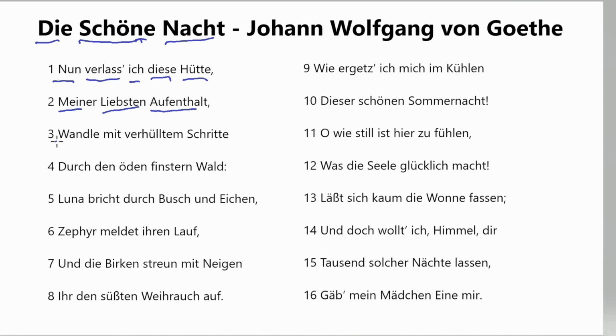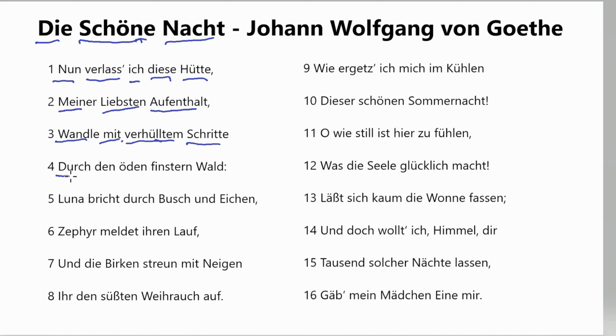The third line: wandle. Wandle is like strolling, walking. Mit is with. Verhülltem, I looked it up on Translate and it says veiled, V-E-I-L-E-D, or what makes more sense would be covered, like muffled maybe, because the next word is Schritte, and Schritte is footsteps. So verhülltem Schritte, what I imagine is covered or muffled footsteps. Or veiled, if you know what that means. I honestly do not know what veiled means. So he's walking with kind of muffled, quiet footsteps.